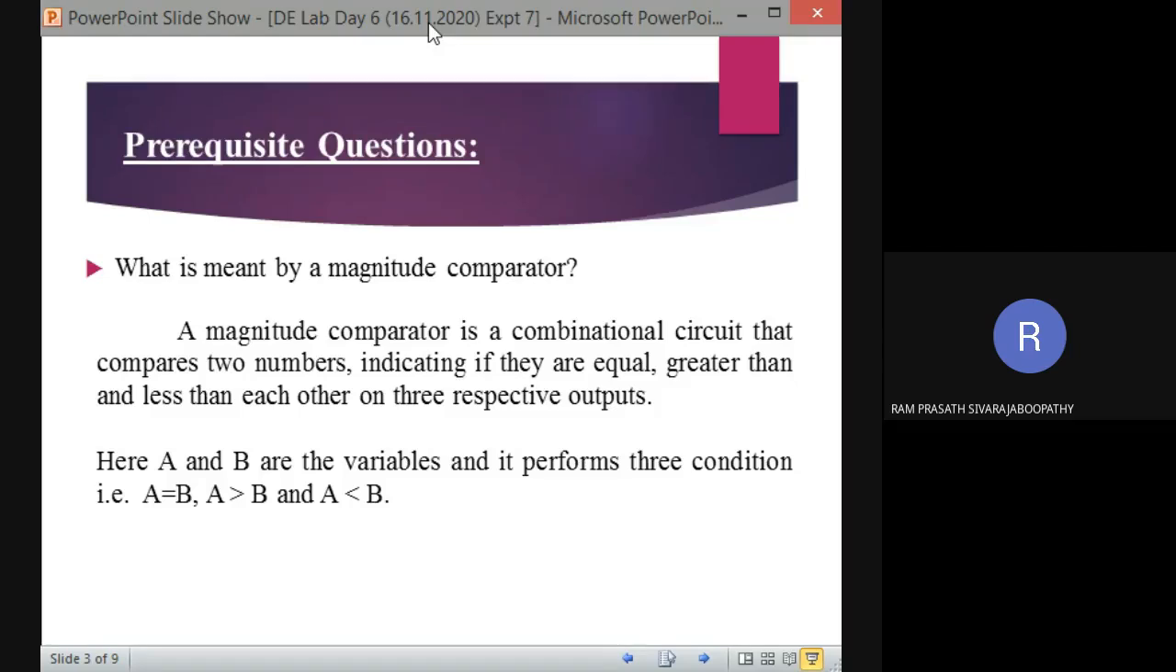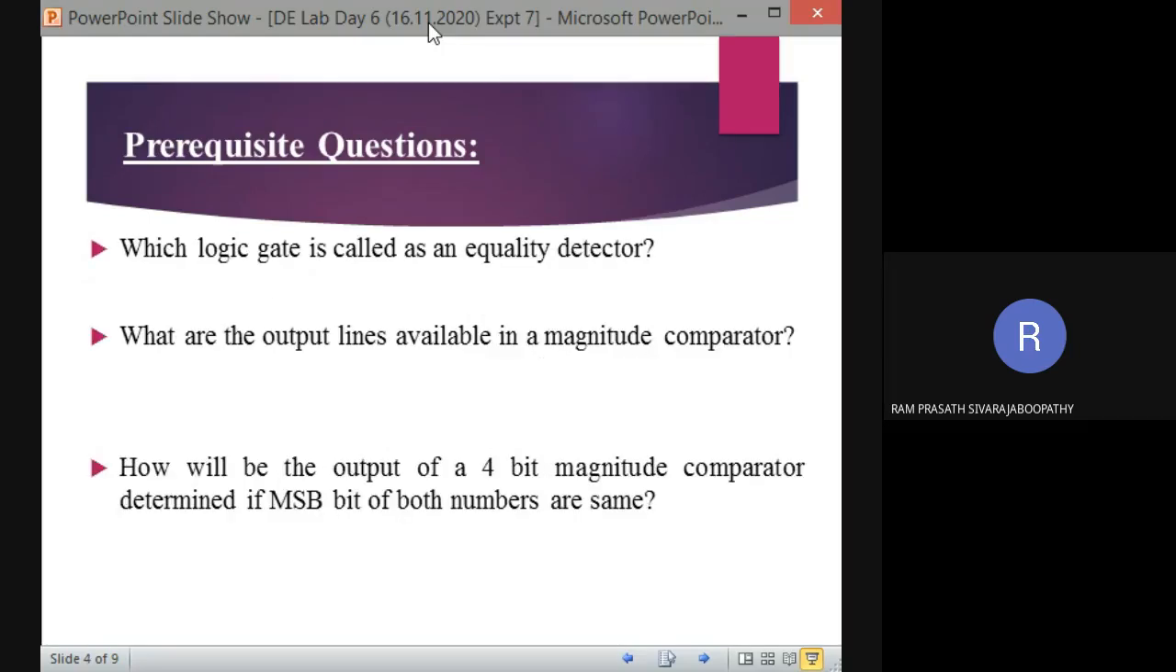Fine? Now, which logic gate is called as an equality detector? Can you people hear me? Which logic gate is called as an equality detector? That means if both bits are same, the output is 1. Otherwise, it is 0. Can you people type it in the chat? Which of the logical operation produces the output as 1 if both inputs are same?